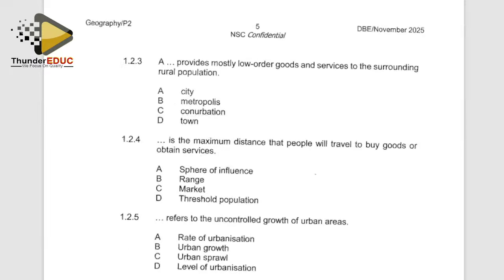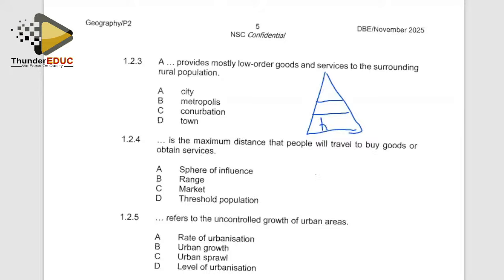123 says a dash provides mostly low order goods and services to the surrounding rural population. Which one provides low order? According to the urban hierarchy, the one at the bottom is the one that provides low order, and the hierarchy goes up. We get higher order products and services as we go up the hierarchy.